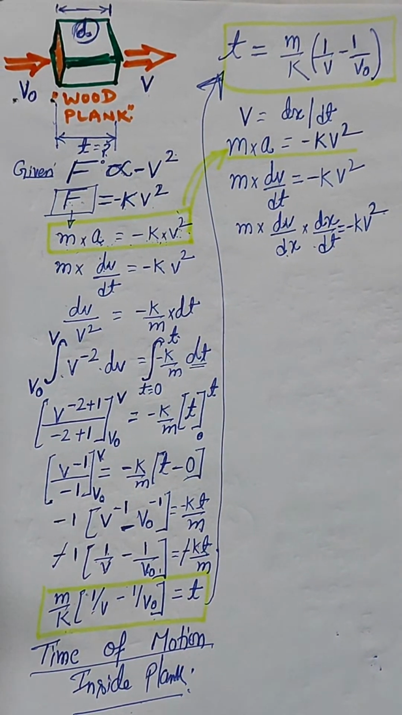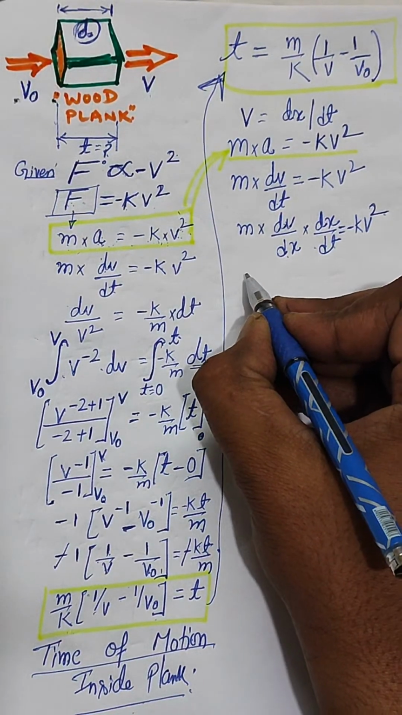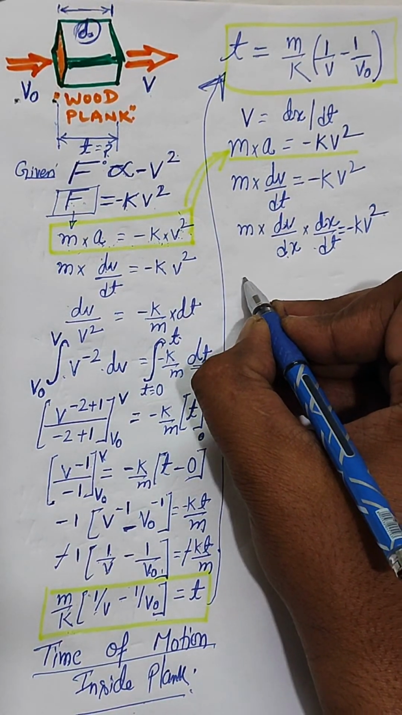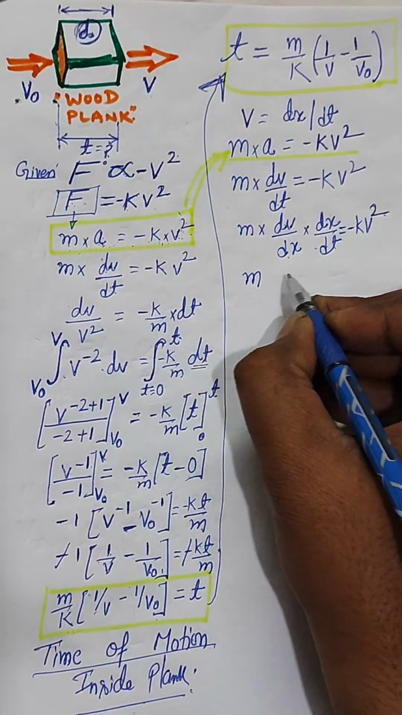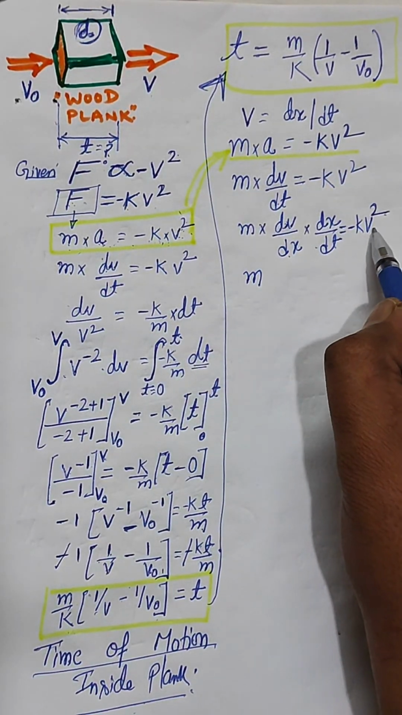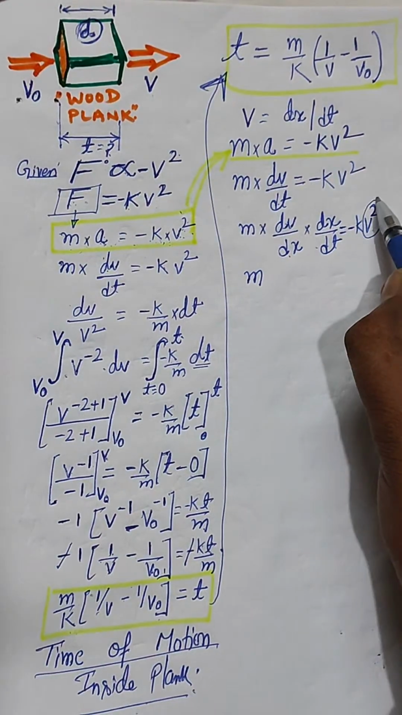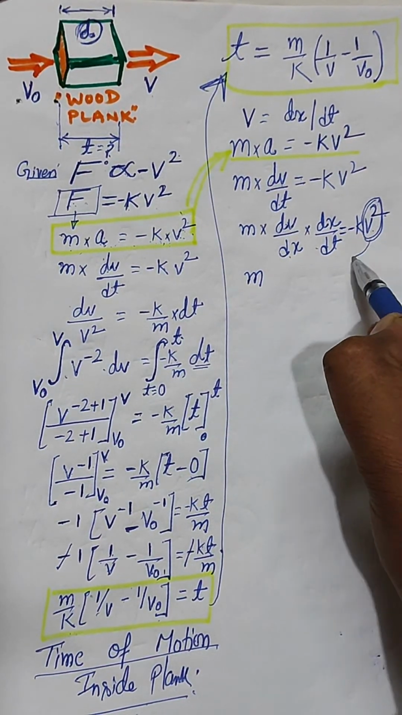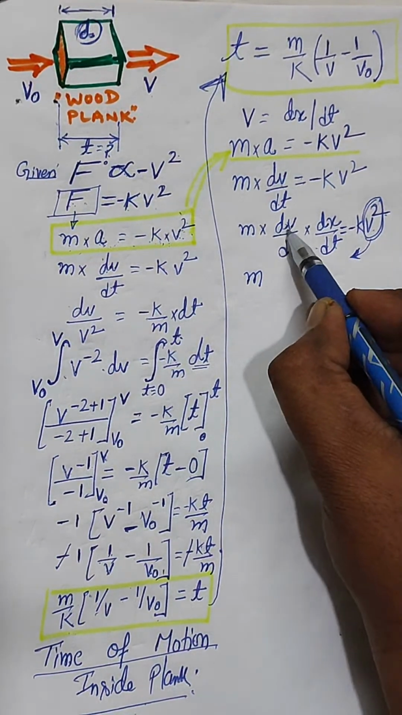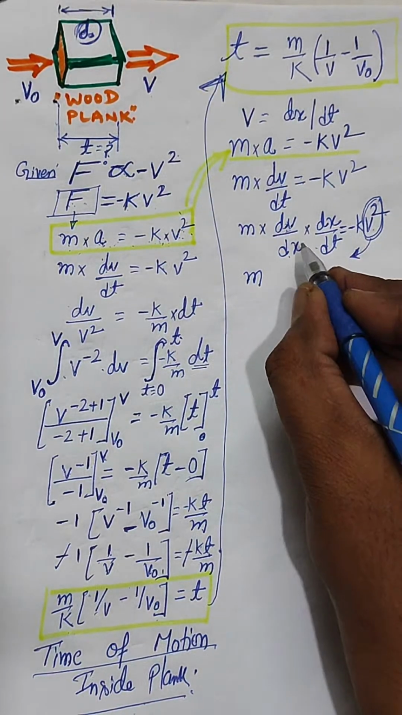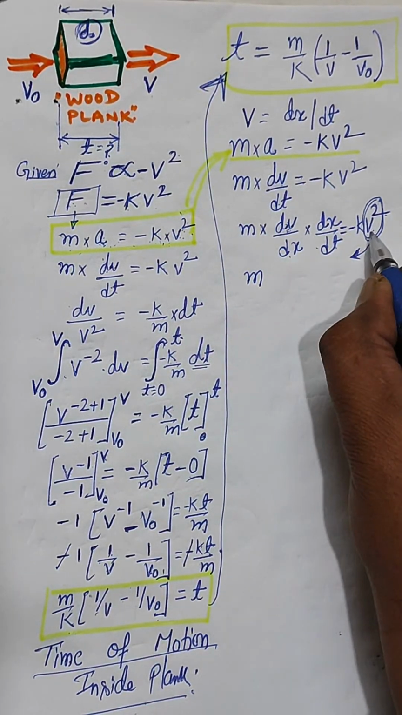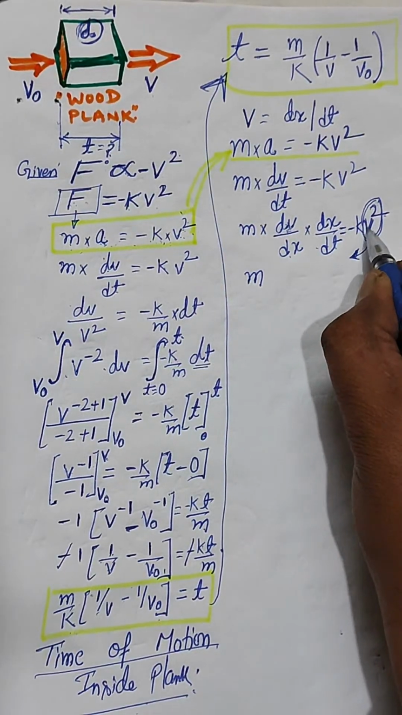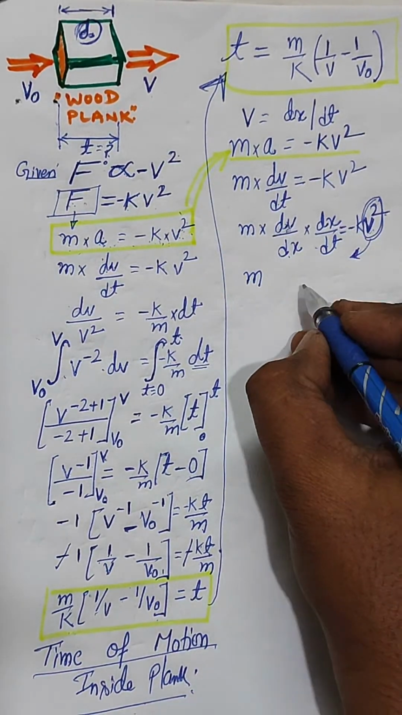Now from this step you can simply write m into, you can see v square is there in the RHS, just bring this over here into the LHS, right? Because dv is there in the LHS, we need to do the evaluation of v square with respect to dv, right?